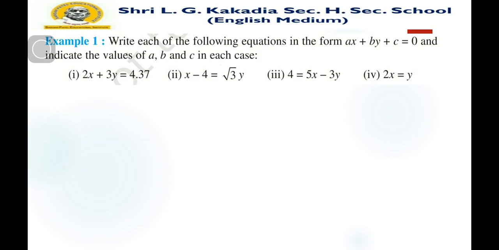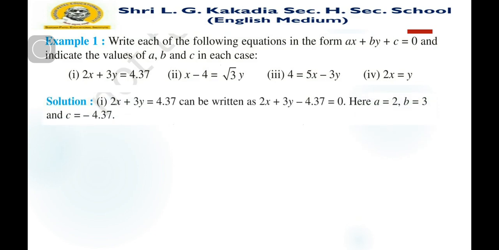Example number 1: write each of the following equations in the form ax plus by plus c is equal to 0 and indicate the values of a, b and c in each case. Here we are given some examples and we put them in the form ax plus by plus c. So let me do that. Solution. Let me take the first example.